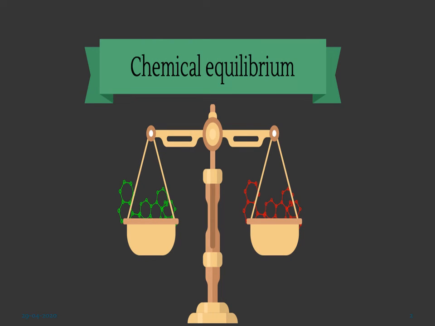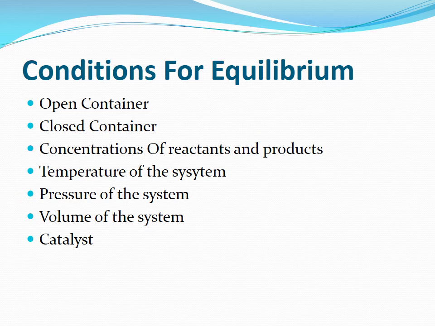The chapter of our class 10 chemistry which we are discussing is chemical equilibrium, and today we will discuss the conditions for equilibrium. In your book there are 5 conditions for equilibrium, but we will discuss here 7 conditions: open container, closed container, concentrations of reactants and products, temperature of the system, pressure of the system, volume of the system, and the catalyst. From now onward we will discuss all of these conditions of equilibrium one by one.